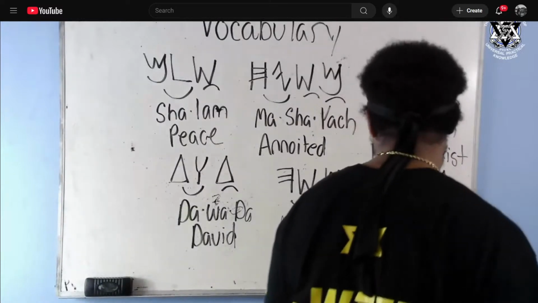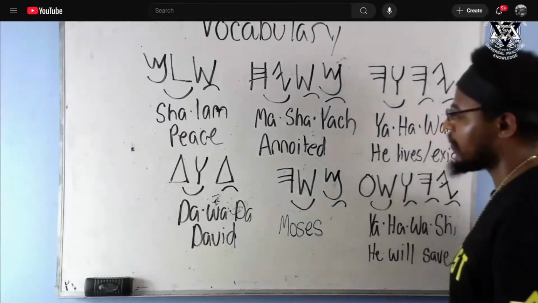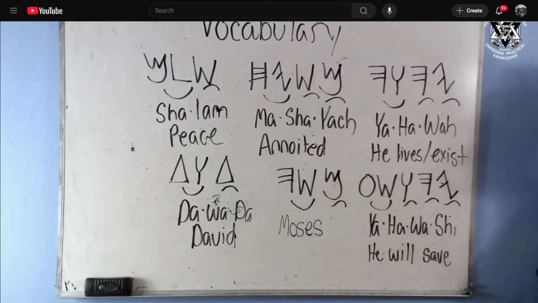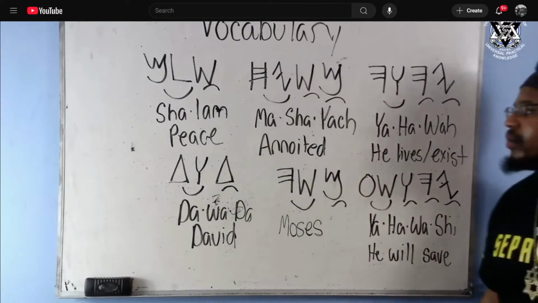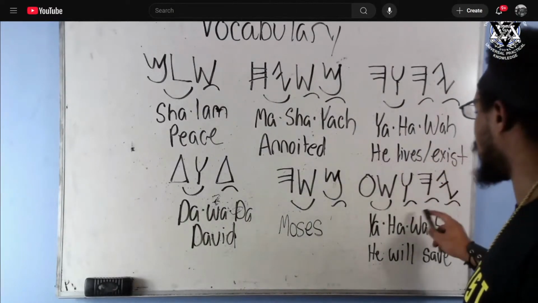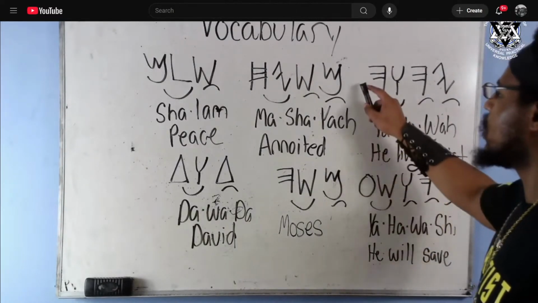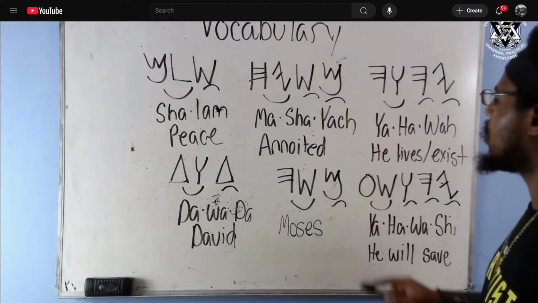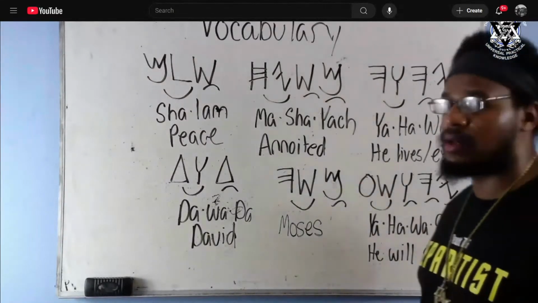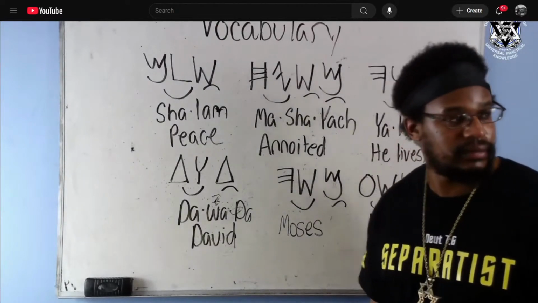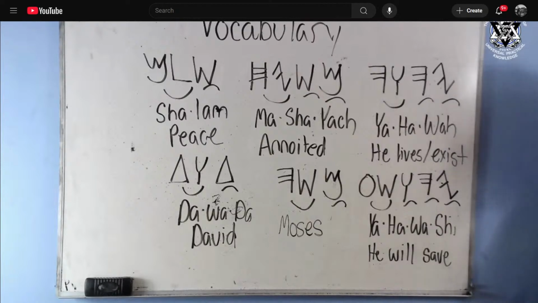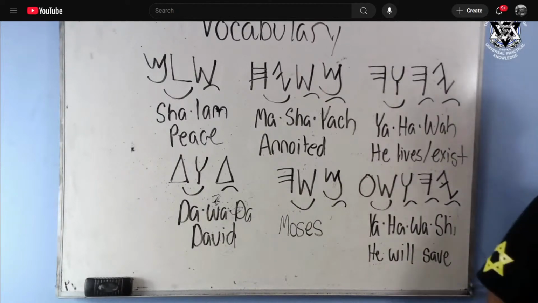Jonathan and David. So here's the first six vocabulary words. We got Yahweh, he lives, he exists. Yahushah, he will save. Mashiach, anointed. Moshe, Moses. Shalom, peace. David. Got to wait for a second. Give y'all a chance to write that down.